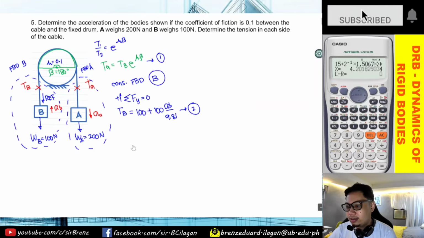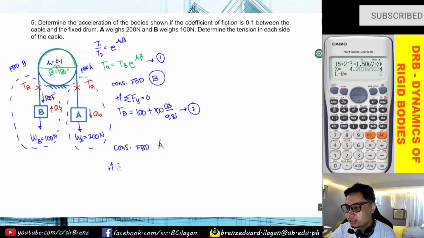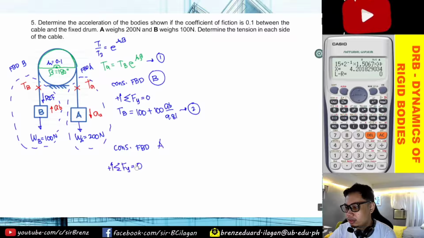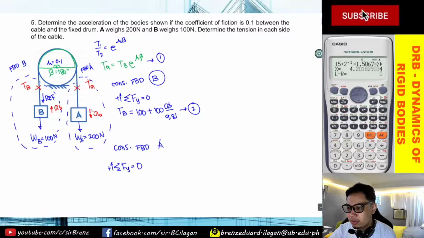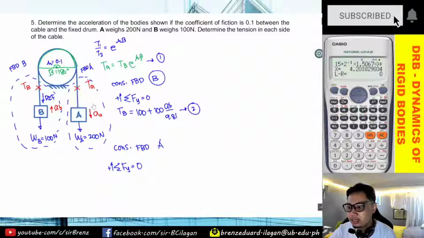Next, what other equation are we going to use? So, this time, consider free body diagram of block A. So, ganun lang din. Take summation of forces ng Y equals to 0. So, we have TA. So, since pababa yung acceleration niya, the reverse effective force is going upward. So, this is the REF for block A. This is for B.